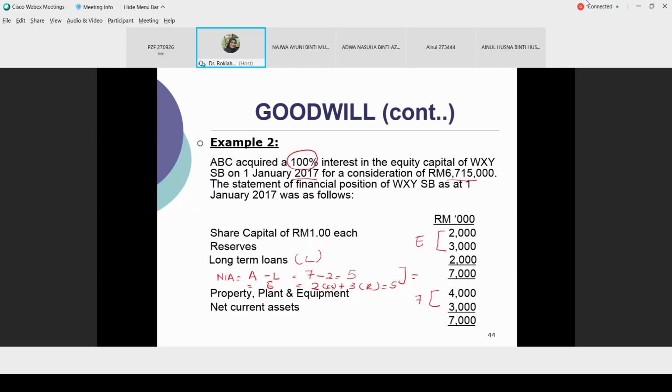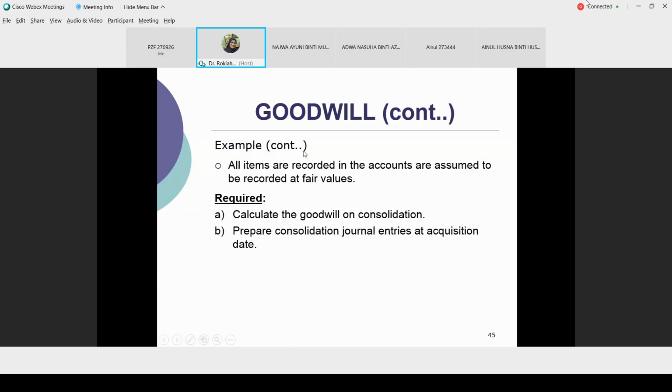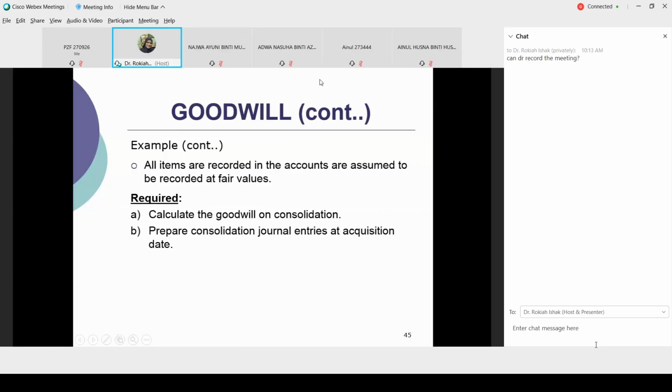Is it okay with this one? Any questions that you have? So this is to determine the net identifiable asset, the first step. Is it okay? Any of you there? Are you still there? Okay. Yes. Okay, so proceed now.